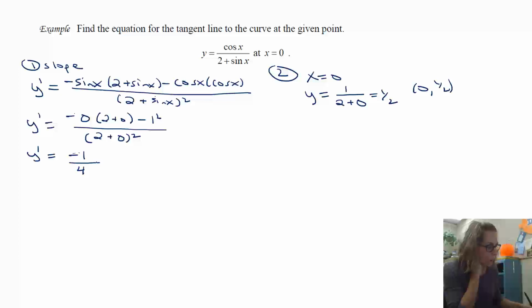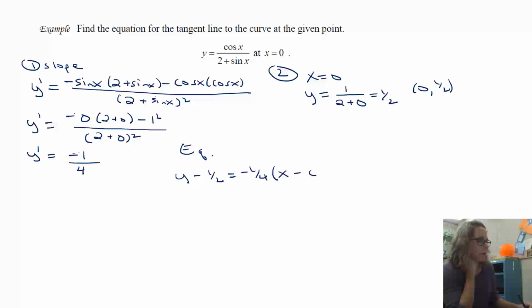So now I have my slope and my point, and well, that's exciting. So now I'm ready for my equation. We're going to have y minus 1/2 equals my slope, which is negative 1/4, times x minus 0. See, this one's a lot nicer than the last one. We don't have the pi's. With a little bit of simplification, I'm going to bring that 1/2 over, and I'm going to end up with 0 there. So I'm just going to have a plus 1/2. And so there's the equation of that tangent line.